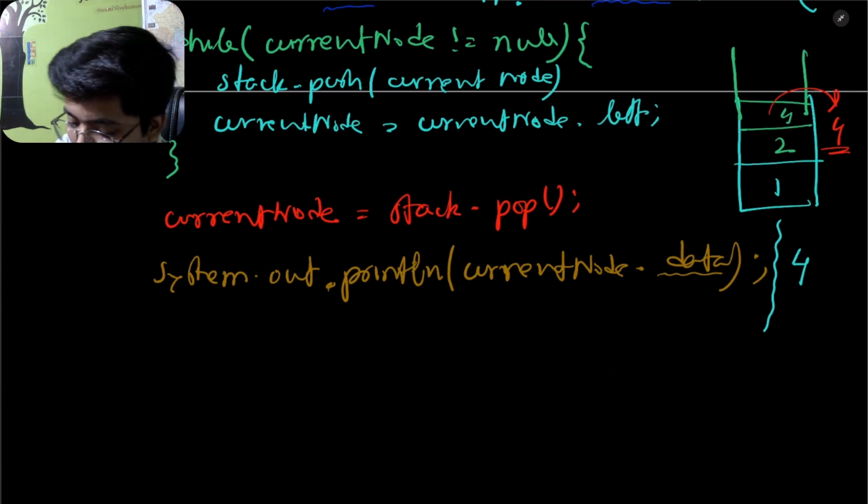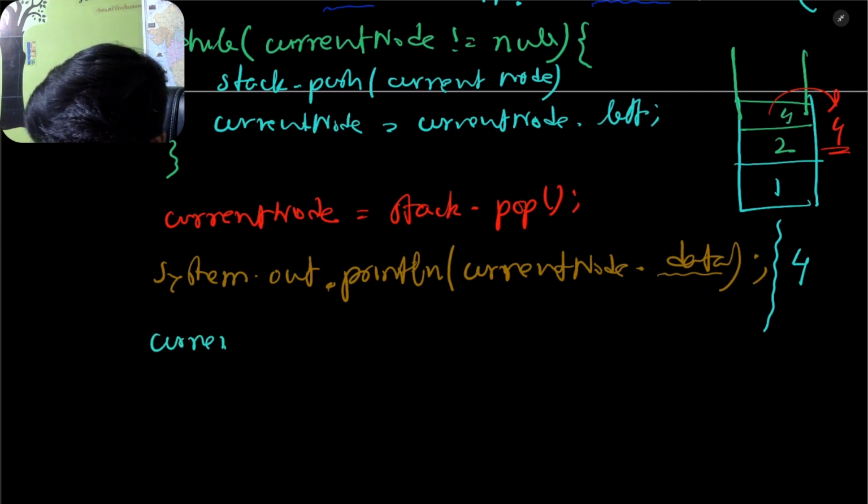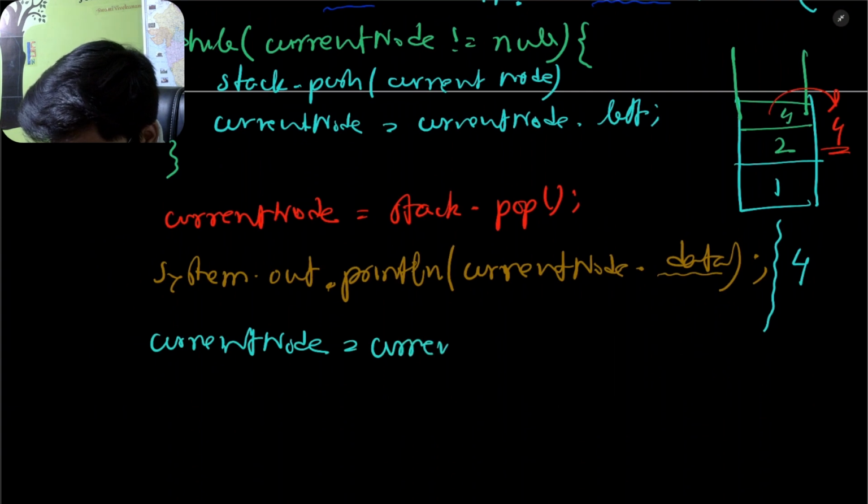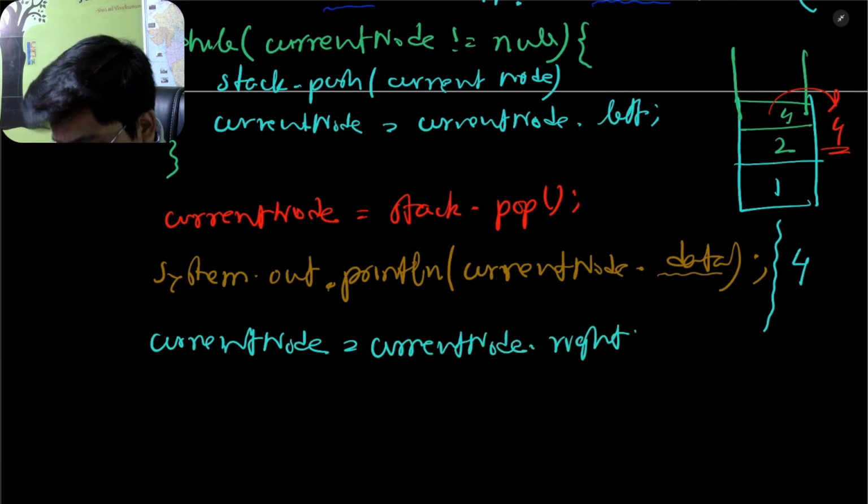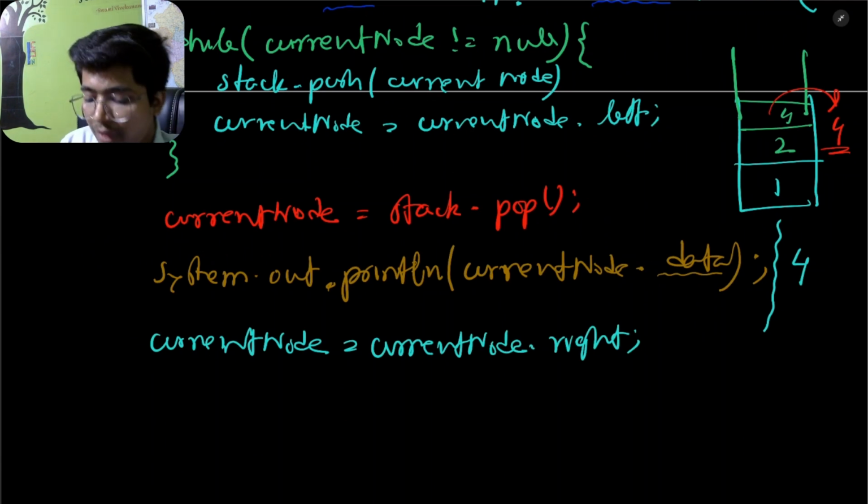So again updating the current node. For that, current node is equal to current node dot right. So now we have updated the current node to current node dot right. Now what happens when we write current node dot right?